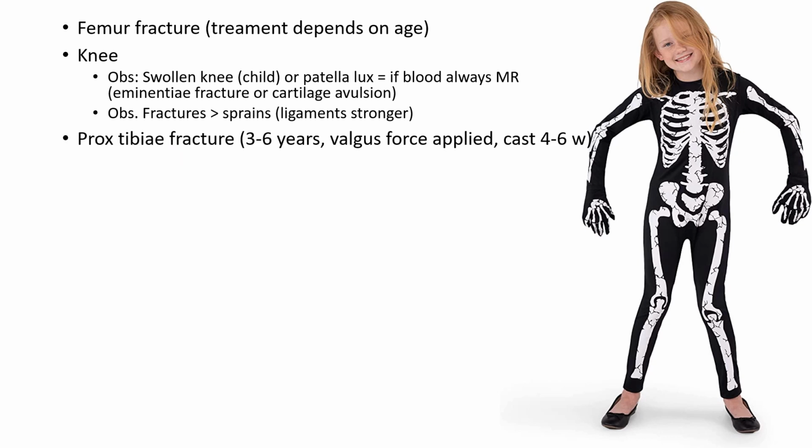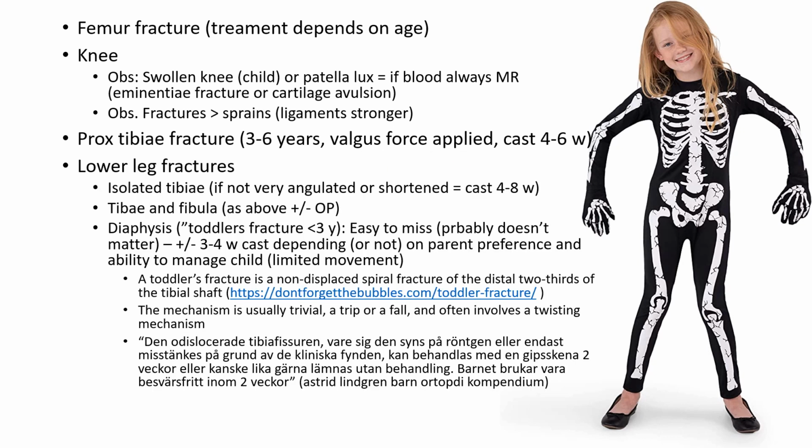Then you have your proximal tibia fracture. These are not uncommon. I think it's about 1 or 2% in the study, so they're not common either, but they're seen. And these are usually 3 to 6 year olds, and it's also usually treated with casts. Then you have your lower leg fractures and your isolated tibia fracture. Again, that's usually a cast. Tibia and fibula.